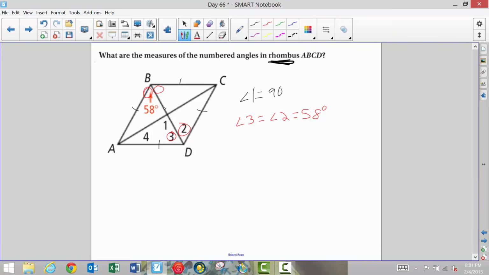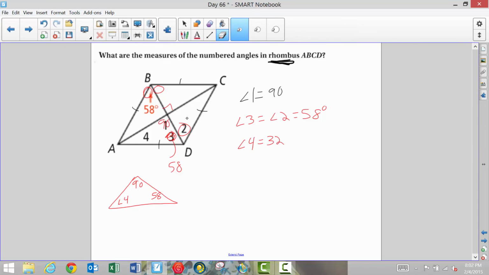So now, keep that 90 here. I have a triangle. I know if angle 1 is 90, and I know that angle 3 is 58, I have a triangle. So I have a triangle with 90 and 58. Use your rules of a triangle: 180 degrees inside of a triangle. So this is angle 4. So 90 minus 58 is 32. So angle 4 is equal to 32.